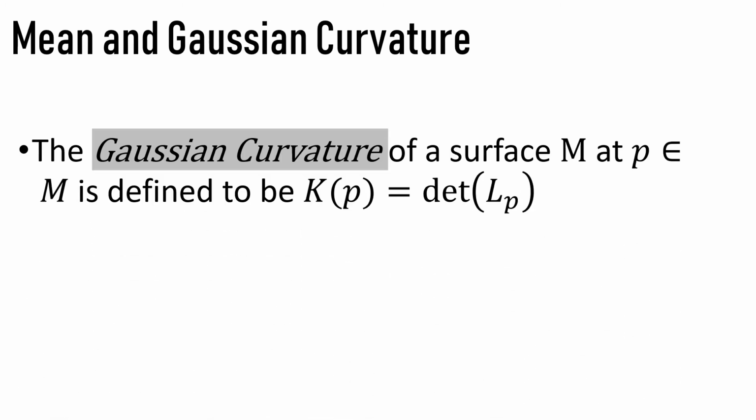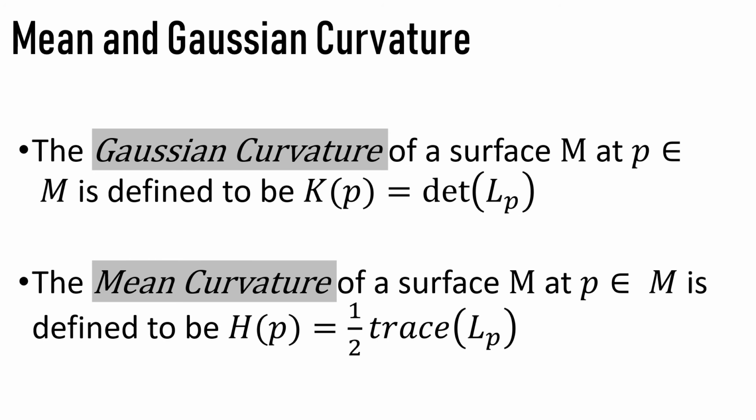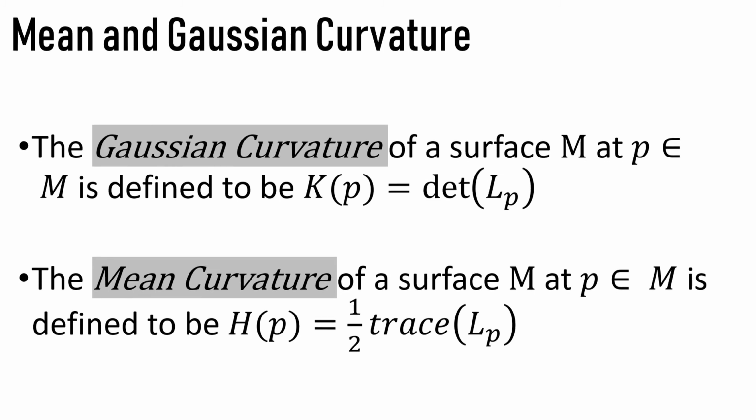We're going to talk about mean and Gaussian curvature. The Gaussian curvature of a surface M at P in M is defined to be K(p), the determinant of L_p, and the mean curvature of a surface M at P in M is defined to be H(p), one half of the trace of L_p. We care about mean and Gaussian curvature because they are tools to measure how much your surface is curved. That's why we care about them. So let's move on to the example.